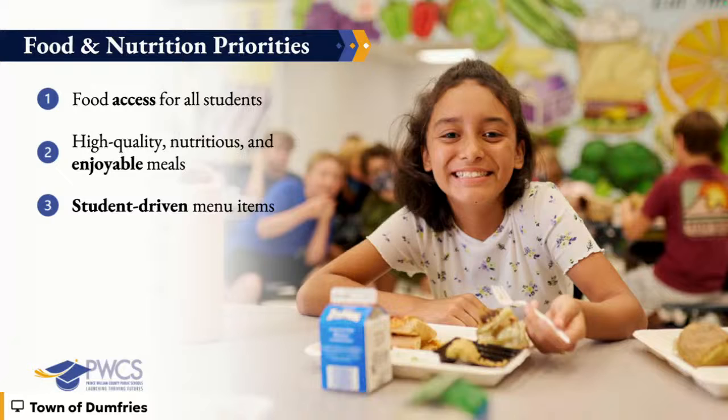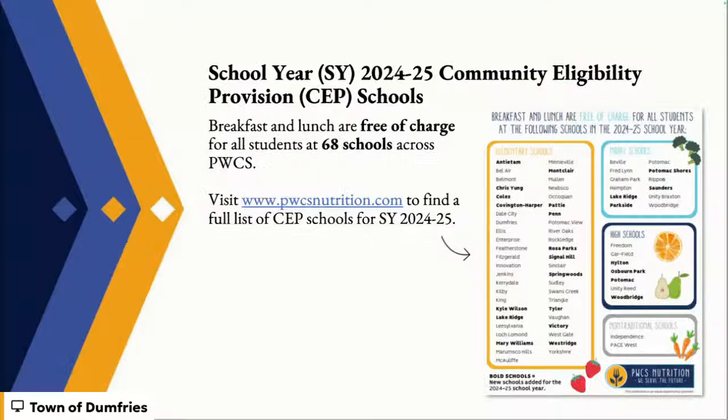And so I wanted to talk a little bit, and I apologize that it's a little difficult to read this slide, but you can find at pwcsnutrition.com this list of community eligibility provision schools. So some of you may have heard the term CEP, Community Eligibility Provision. What this program does, it allows schools, and the government just last year reduced the participation threshold to 25%.